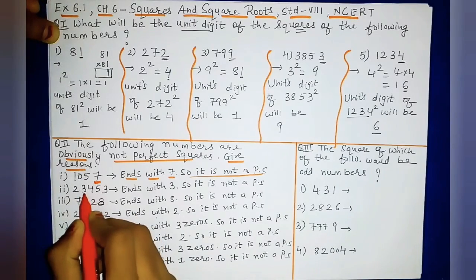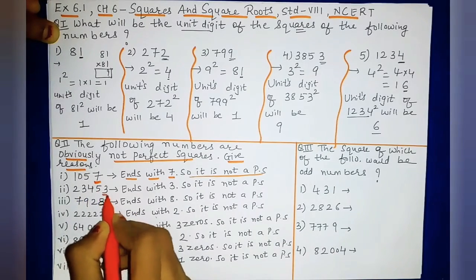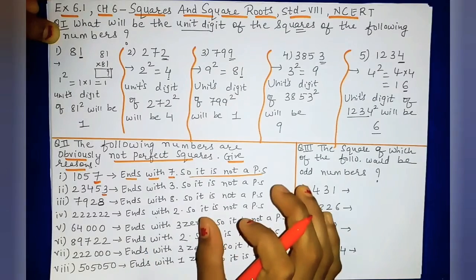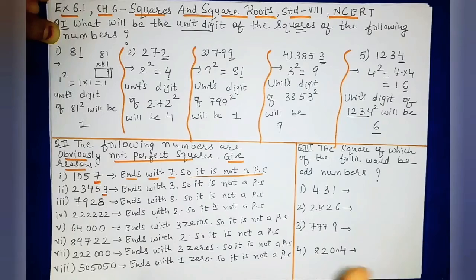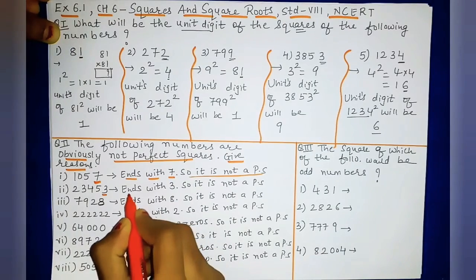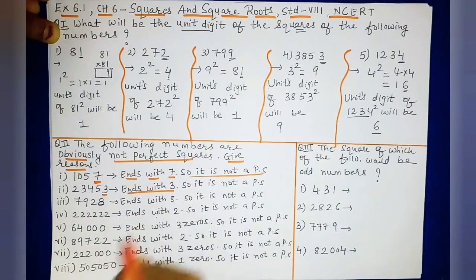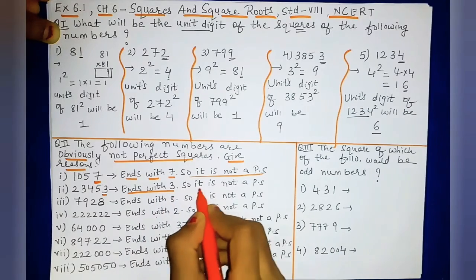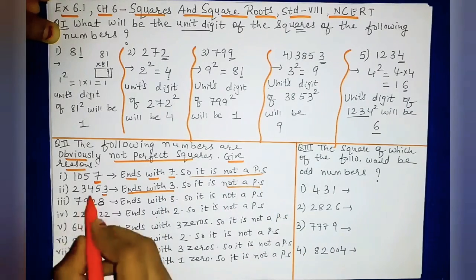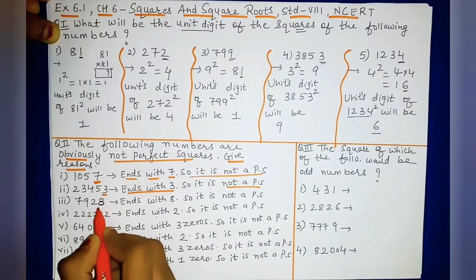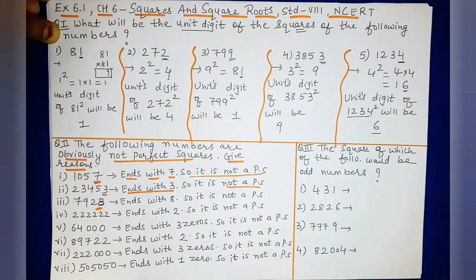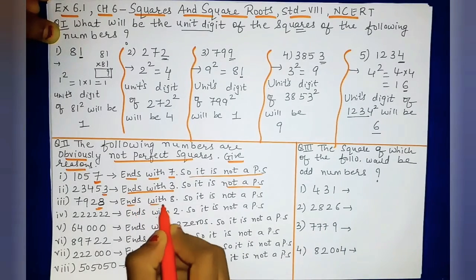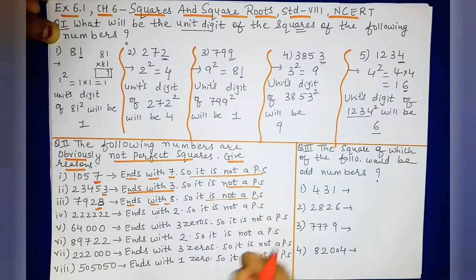Second one is 23453. Again the last digit is 3. So कोई भी square वाला number आप check कर लो, last digit किसी में भी 3 नहीं आएगा. We have seen the properties. So here we will write that this number ends with 3, so it is also not a perfect square. Now next is 7928. Again the last digit is 8, and 8 is not the last digit of a perfect square of any number. So again the reason will be that this number ends with 8, so it is not a perfect square.